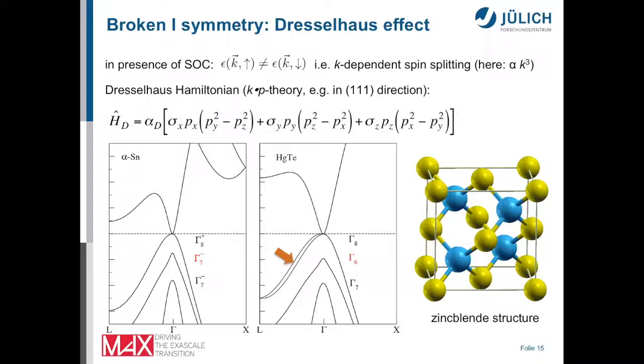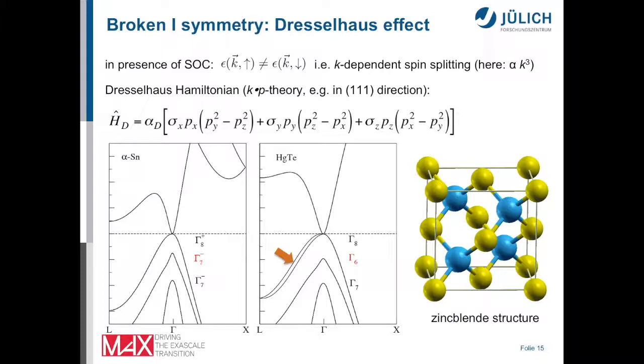You can also derive an expression for the Dresselhaus effect in k·p theory. Then you see that the splitting goes with k to the third power here. It's complicated, comes from all the symmetries in the crystal, but you simply should be aware if you break inversion symmetry, then spin splittings can appear.